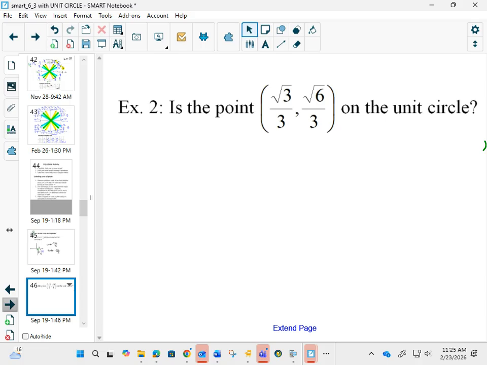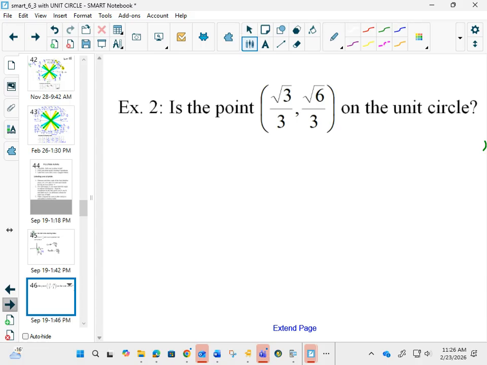So now you're like, oh man, if there's an infinite amount of points on my unit circle, maybe the answer to this is yes, because that's a lot of right answers. But there's also an infinite amount of points that aren't on there. Oh my goodness. So, how do we determine if something is on the unit circle?